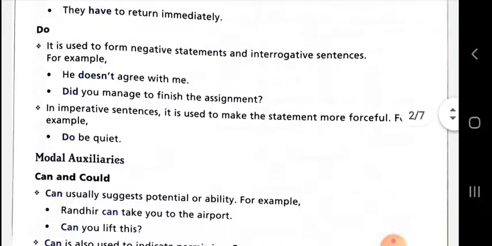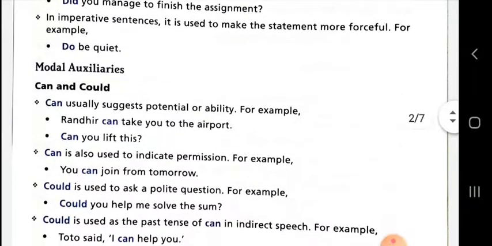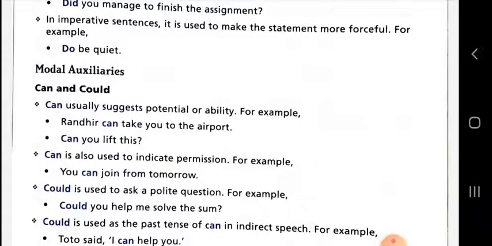And now we are going to talk about modal auxiliaries. Can, could, may, might, would, should, must. These all are called modal auxiliary verbs. Can usually suggests potential or ability. When we use can in a sentence, that is used to suggest potential or ability. Randhir can take you to the airport. It shows the ability of Randhir.